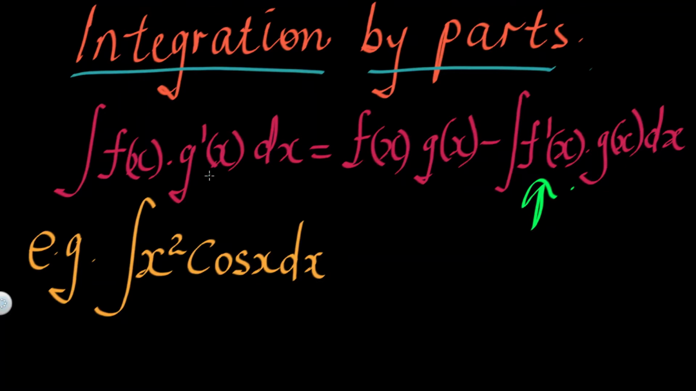Then we have g prime of x on the left, and on the right we have g of x. It means the function that we choose as our g prime of x, we should be able to integrate it. That's it. But in our case, we can integrate and differentiate both of them. X squared can be integrated and can also be differentiated easily. Cos x can be integrated, and cos x can also be differentiated easily without any challenge.